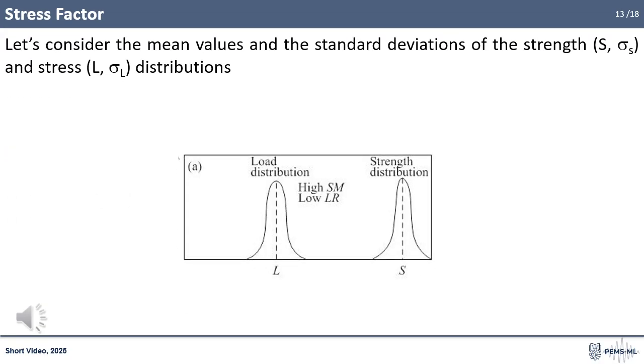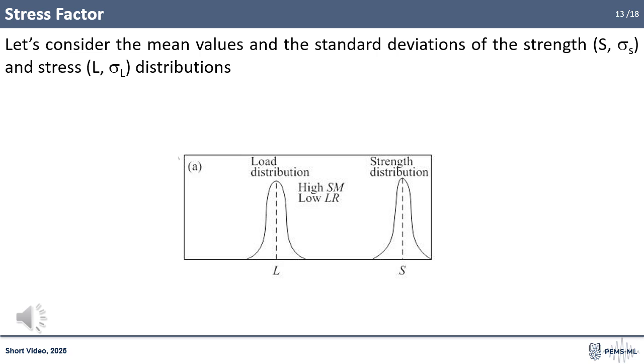Now let's consider the stress-strength interference model, which is a foundational concept in reliability engineering. On the left, the load distribution represents the applied stress. We visualize this as a curve to account for the inherent variance in operational conditions around the mean expected load, L. Conversely, the strength distribution on the right represents the component's physical capacity. This distribution accounts for material variability and manufacturing tolerances around the mean strength, S.